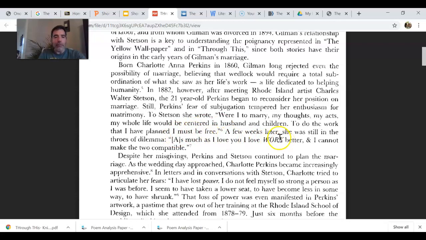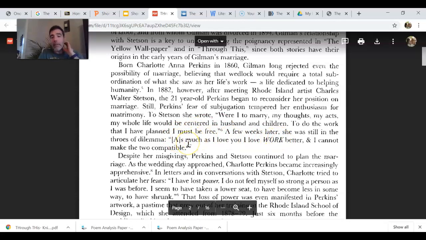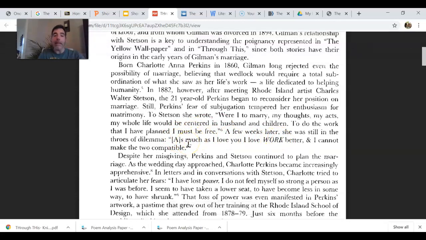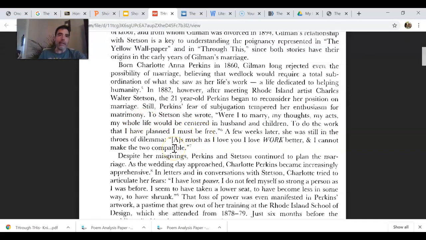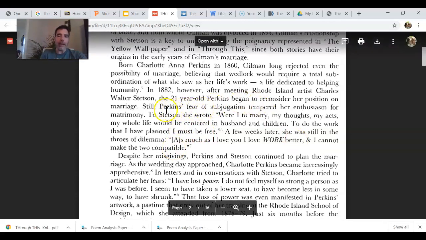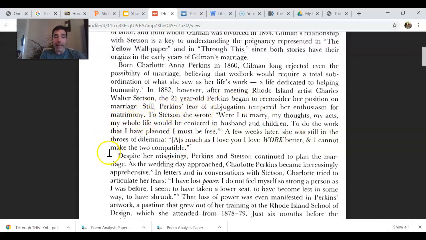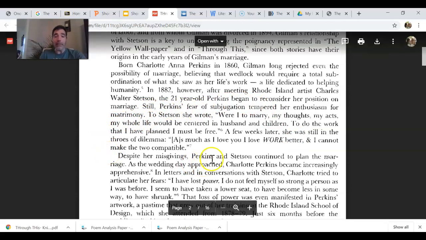A few weeks later she was still in the throes of dilemma. "As much as I love you, I love work better, and I cannot make the two compatible." What I think is interesting, if we look at this in conjunction with The Yellow Wallpaper, is that we see in the narrator a lot of the sentiments that Charlotte Perkins Gilman expressed to her own husband.